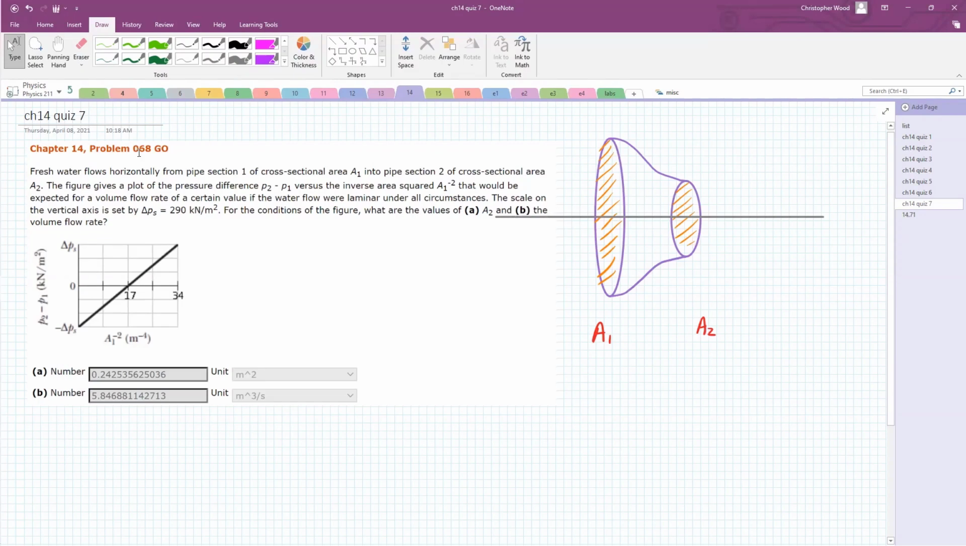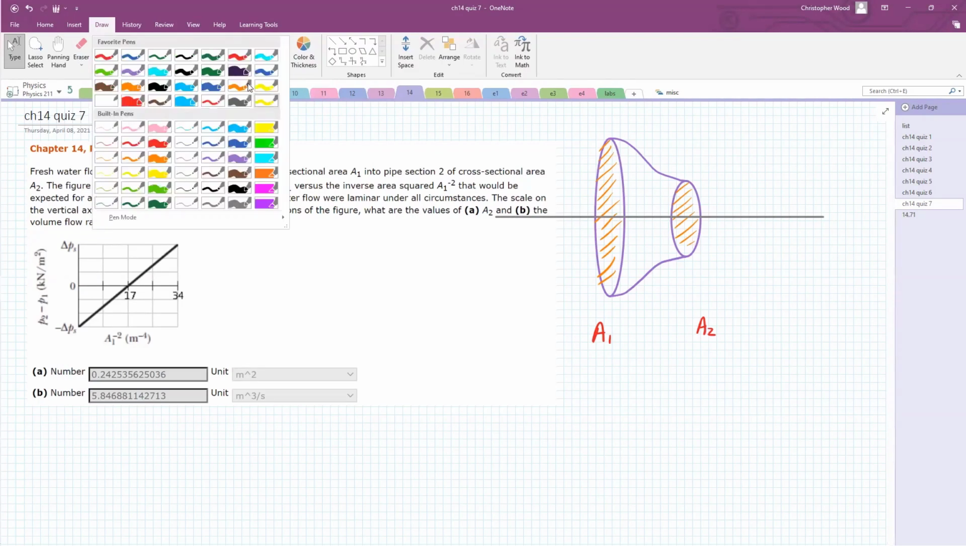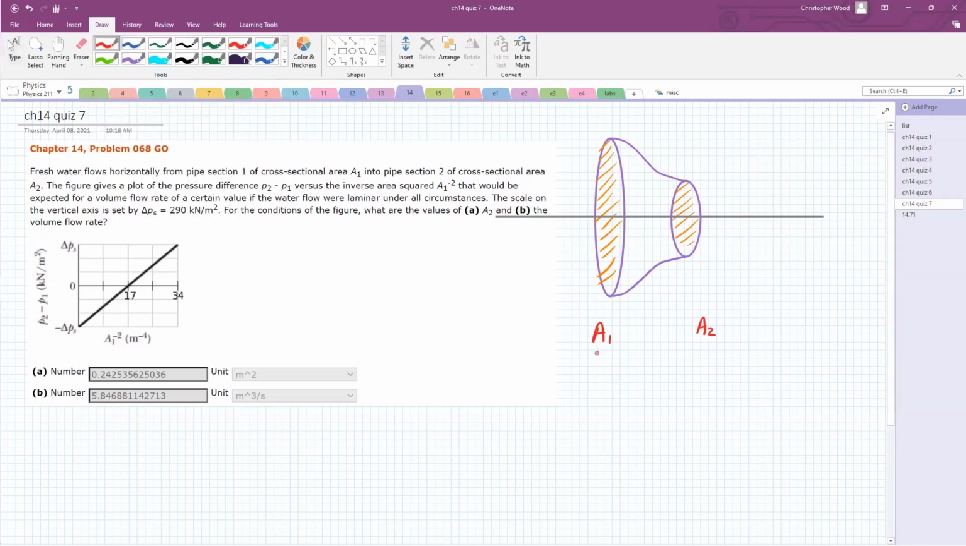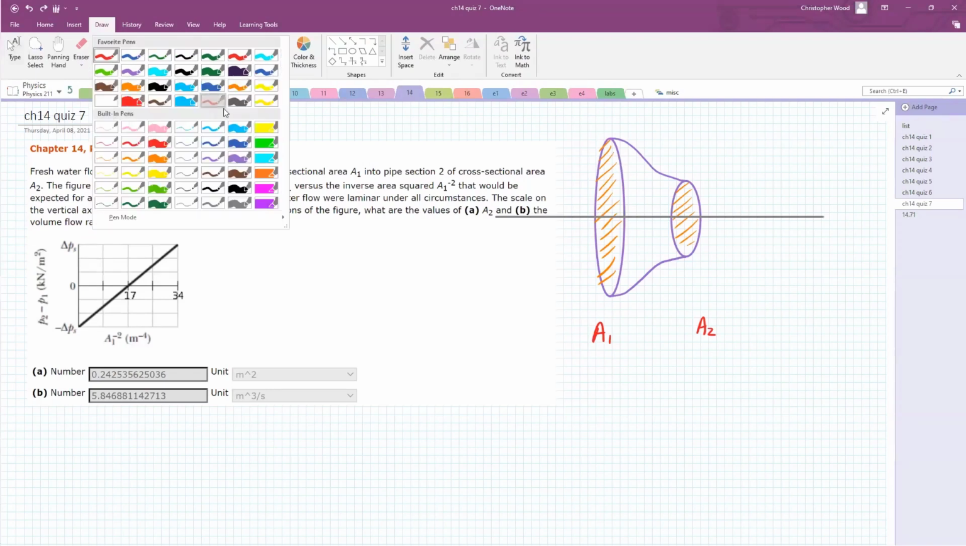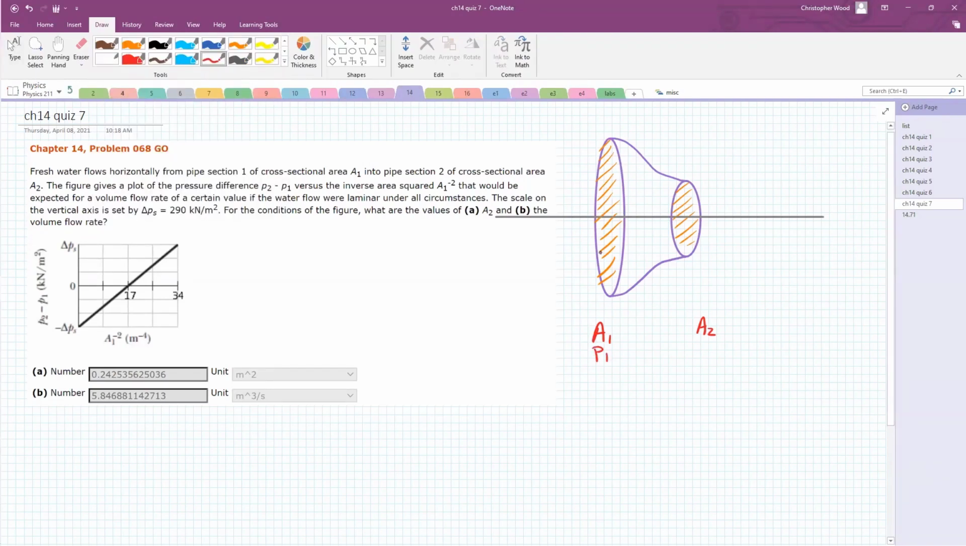And then I have a plot. I have a plot of pressure difference. So let's see, on the left side, this would be cross-sectional area A1. It's associated with some pressure, and some velocity. So my flow velocity, I'll just indicate like this. This is my flow velocity. Okay, this is V1.